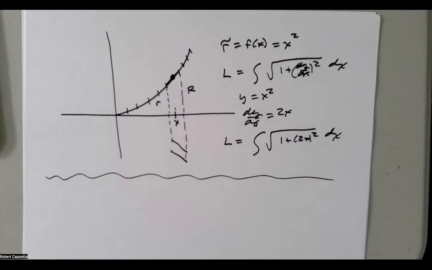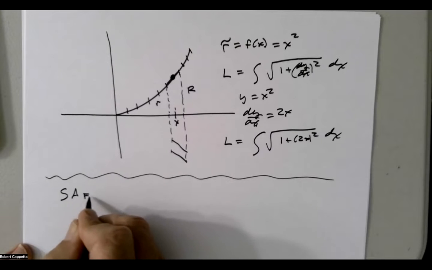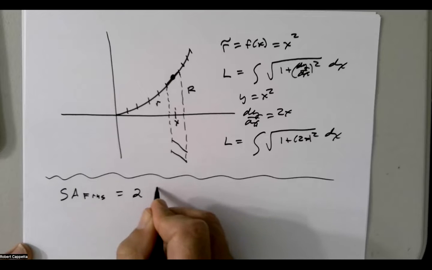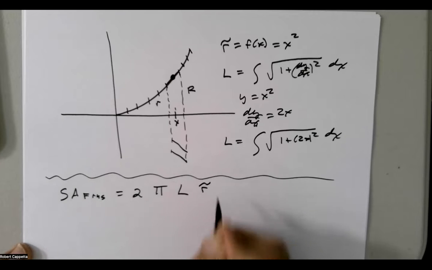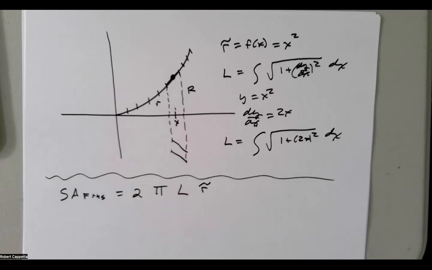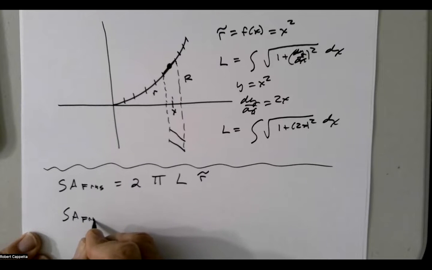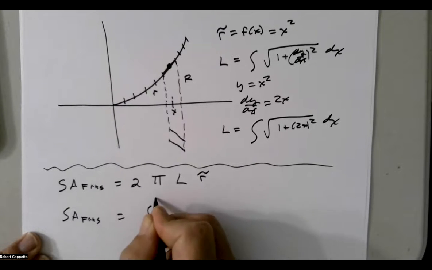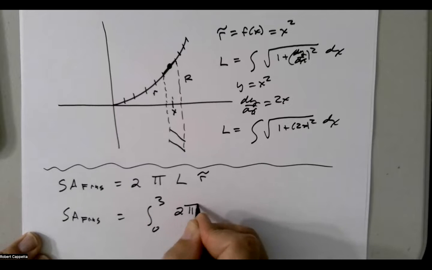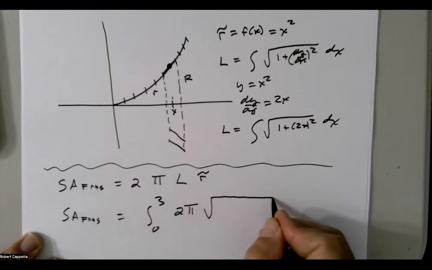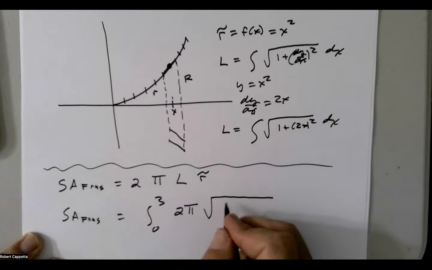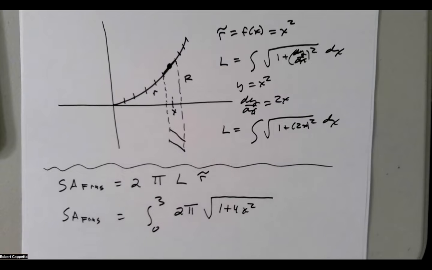So where does that put me then for my surface area? Surface area of a frustum is 2 pi L times the average radius. So we have L, we have the radius, we can go ahead and do this. And we're integrating this from 0 to 3. So the surface area of the frustum will be the integral from 0 to 3 of 2 pi. The L part is going to be the square root of 1 plus 4x squared dx, because 2x quantity squared is 4x squared. I'm going to hold off on the dx until the end.